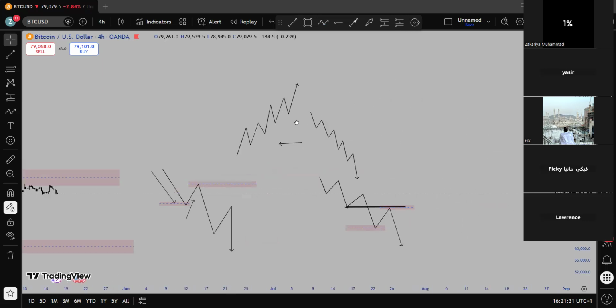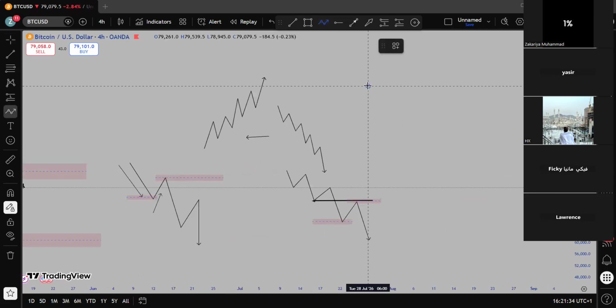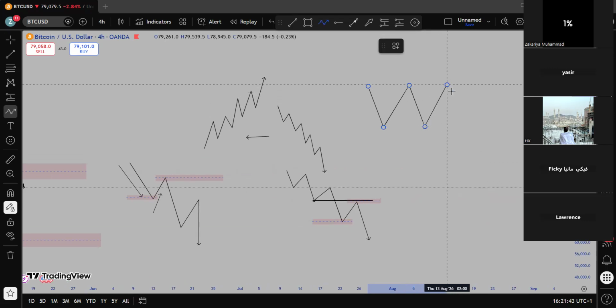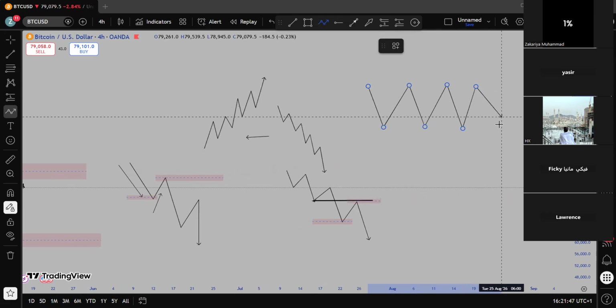The other type of market movement is a ranging market, when the market ranges between two zones, a higher time frame key level, order block or breaker block, from resistance level to support level, resistance level to support level.